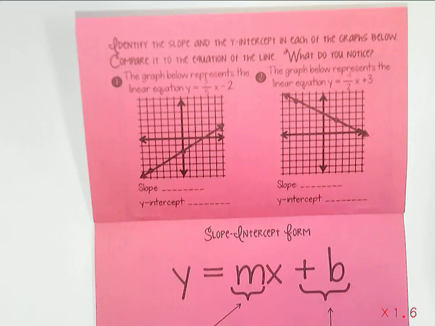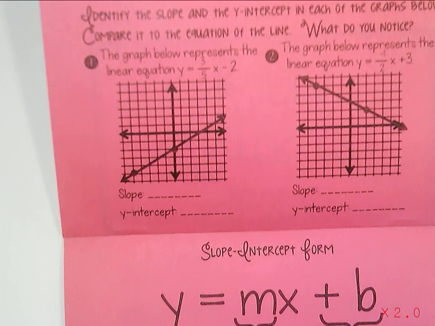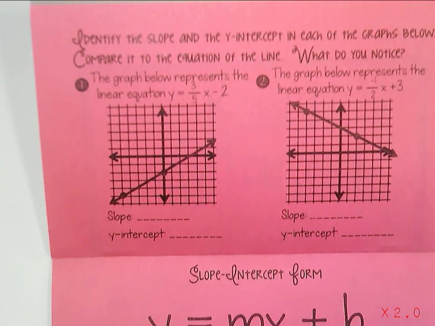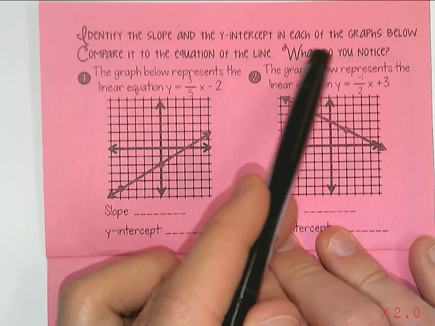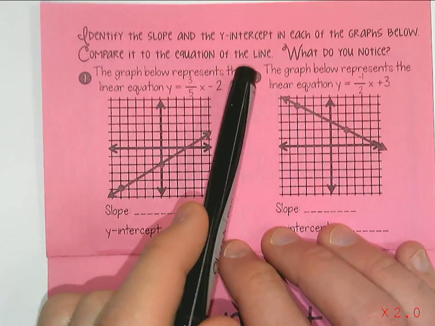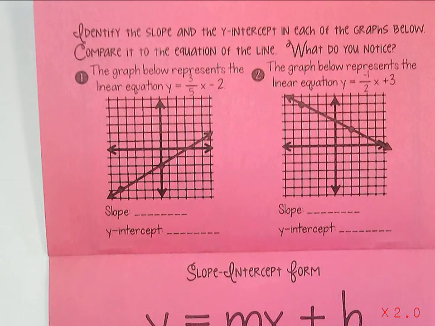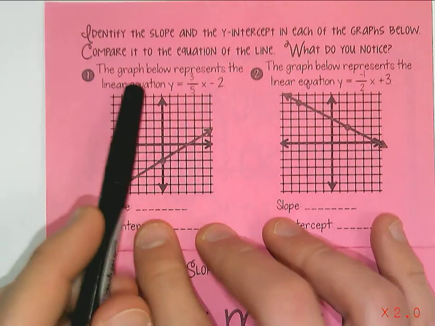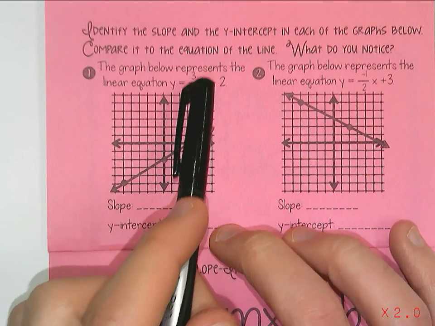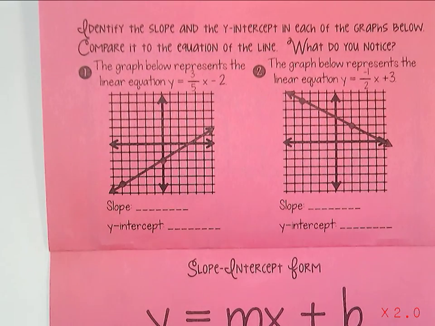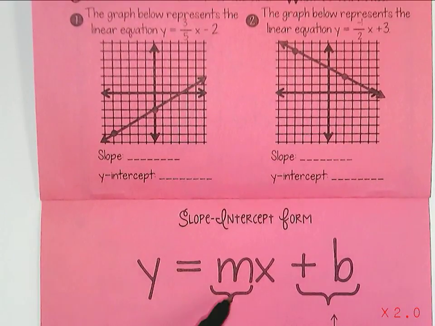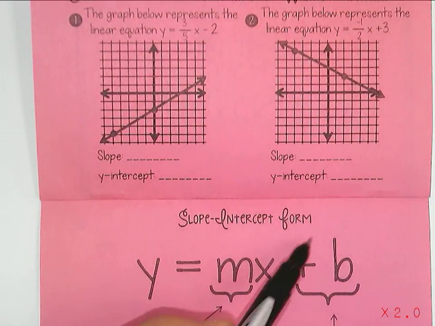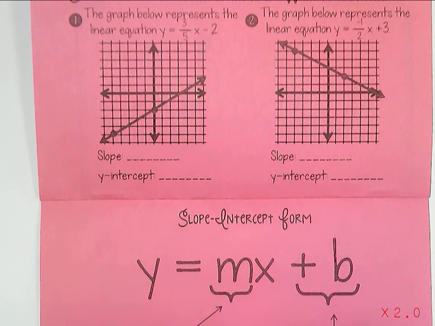One important thing that we really have to focus on is being able to identify what our slope is, as well as our y-intercept. So let's go ahead and do that. Our directions here say identify the slope and the y-intercept in each of the graphs below. Compared to the equation of the line, what do you notice? So our first one here is that the graph below represents the linear equation y equals 3/5 x minus 2. Now if you think back down to our equation here, remember our slope is going to be the m value, or whichever value is next to your x variable, and your y-intercept is what's either added or subtracted over here on this end. So let's go ahead and write these down.